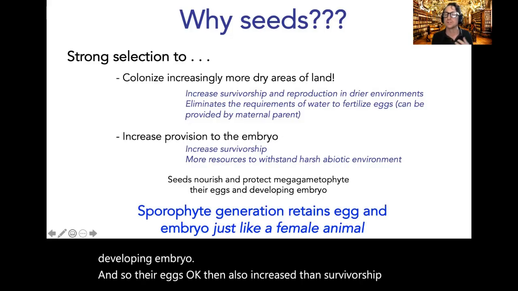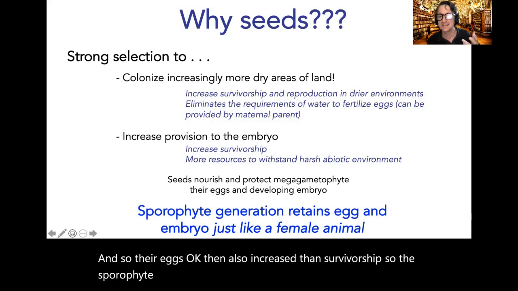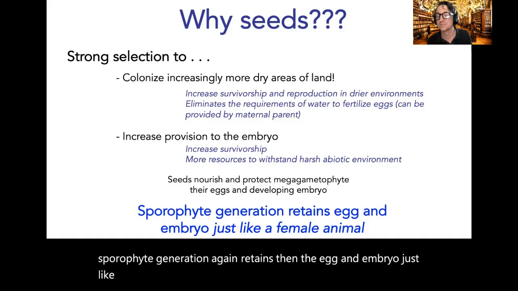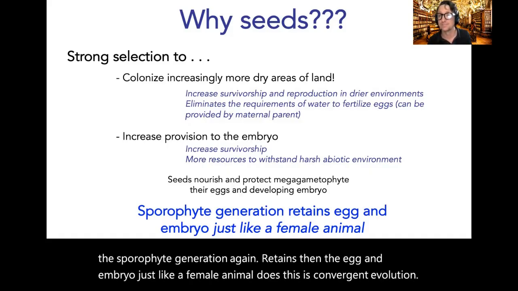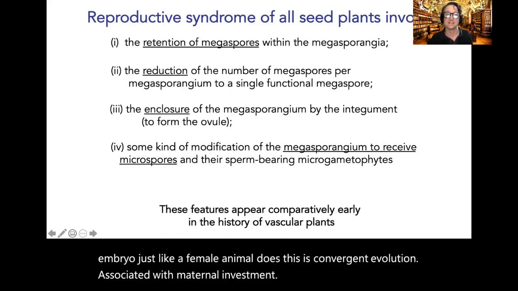So the sporophyte generation, again, retains the egg and embryo just like a female animal does. This is convergent evolution associated with maternal investment. Okay. You see this both in plants and animals.